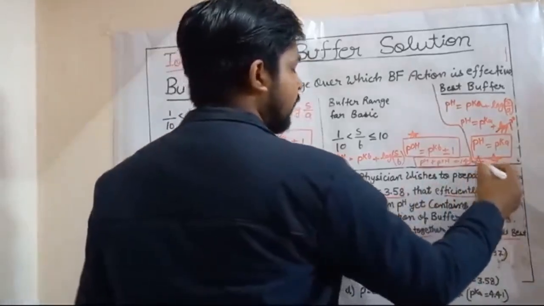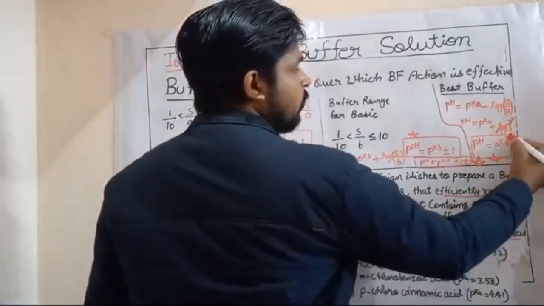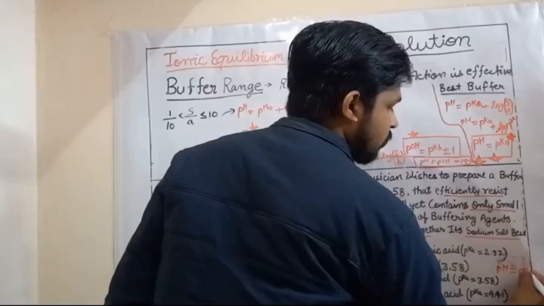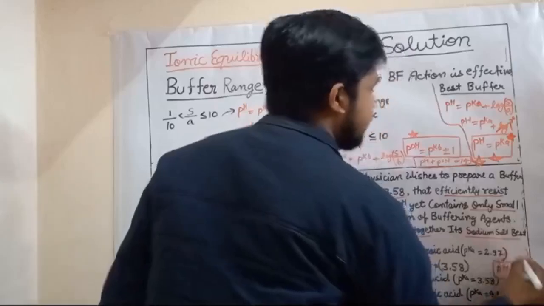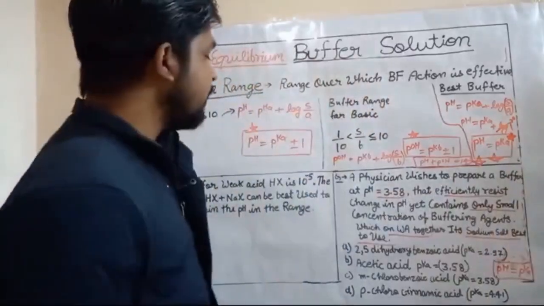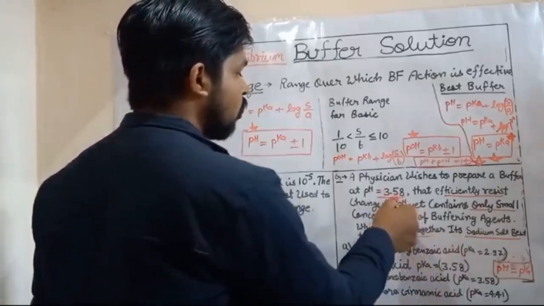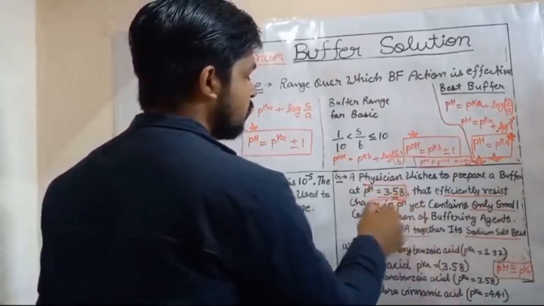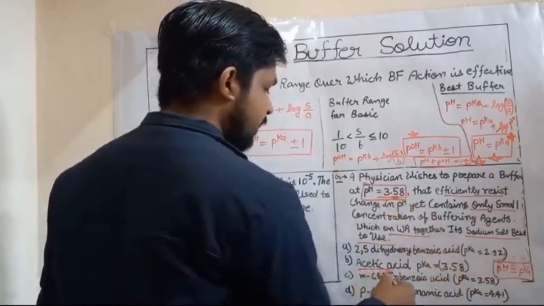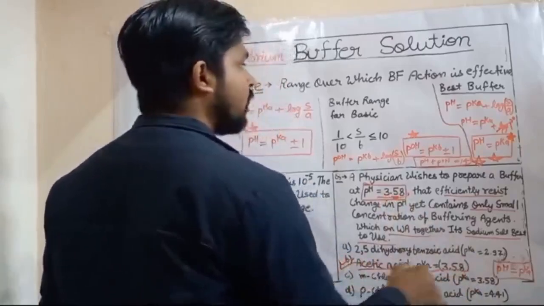So we know that for a buffer pH is equal to pKa. From this key concept, pH is equal to pKa. Already we studied that for the buffer mechanism pH is equal to pKa. So you cannot calculate anything in this question. You only see in which option pH is equal to pKa, here 3.58. So option number two, acetic acid with pKa equal to 3.58, acts as a buffer.